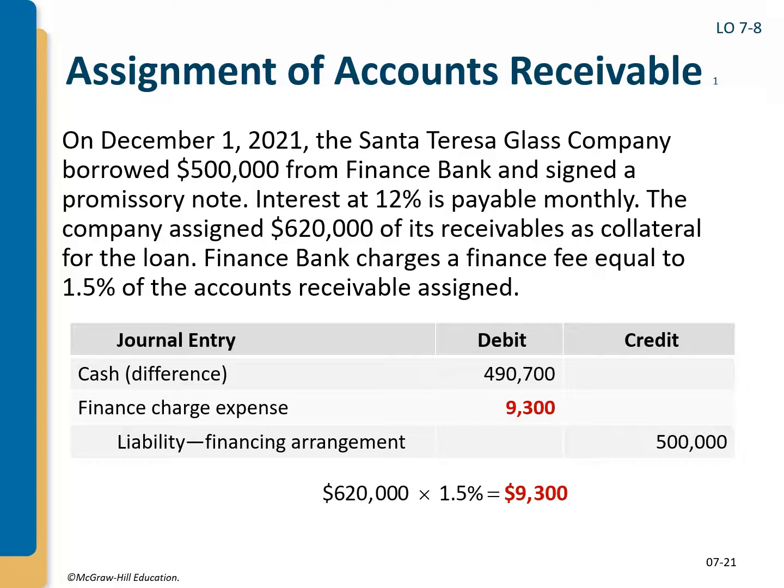So they borrowed $500,000, but they're not going to receive $500,000 because they have to pay a finance fee immediately for this loan. What is the finance fee based on? The collateral value, $620,000 times 1.5%, or $9,300. That is charged immediately to finance charge expense. It's not interest. It's just the charge for making the loan. It's a bank fee. The difference is how much money they're going to receive. It's almost like saying they got $500,000 and they immediately paid a finance charge.